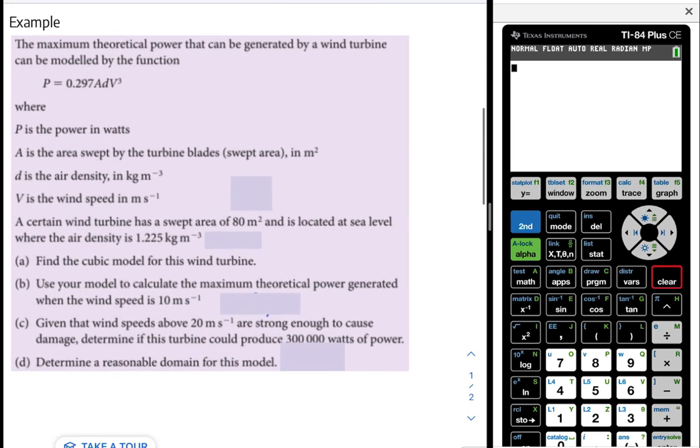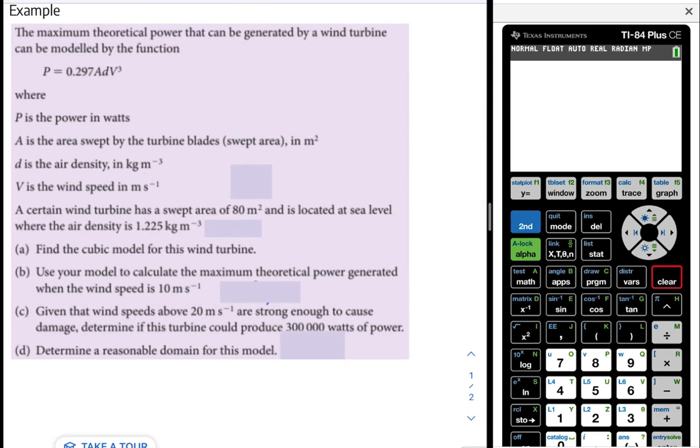They're paper 2 style questions, so very involved questions. Question 1. The maximum theoretical power that can be generated by a wind turbine can be modeled by the following function, where P is power in watts, A represents the area swept by the turbine blades, D represents the air density, and V represents the wind speed. A certain wind turbine has a swept area of 80 meters squared, and it is located at sea level where the air density is this number here. Find the cubic model for this turbine.